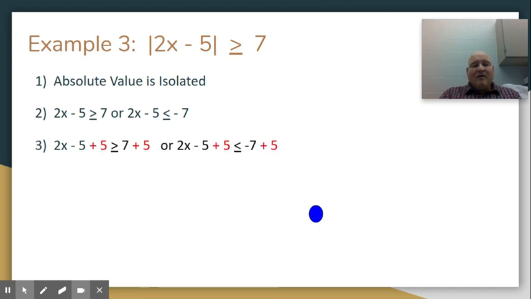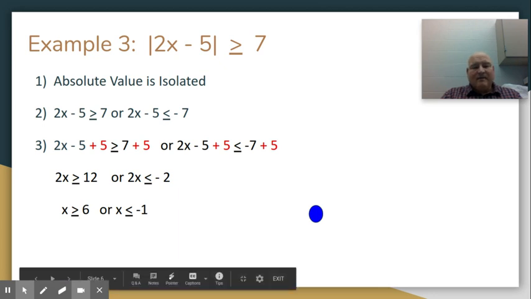Step 3 is we have to solve it now. So we have to add 5 and add 5 to both sides, which I'm doing here. And then I put it on the same line, add 5 and add 5. That leaves me with 2x is greater than or equal to 12, or 2x is less than or equal to negative 2. We'll divide everything by 2, and our answer becomes x is greater than or equal to 6, or x is less than or equal to negative 1.